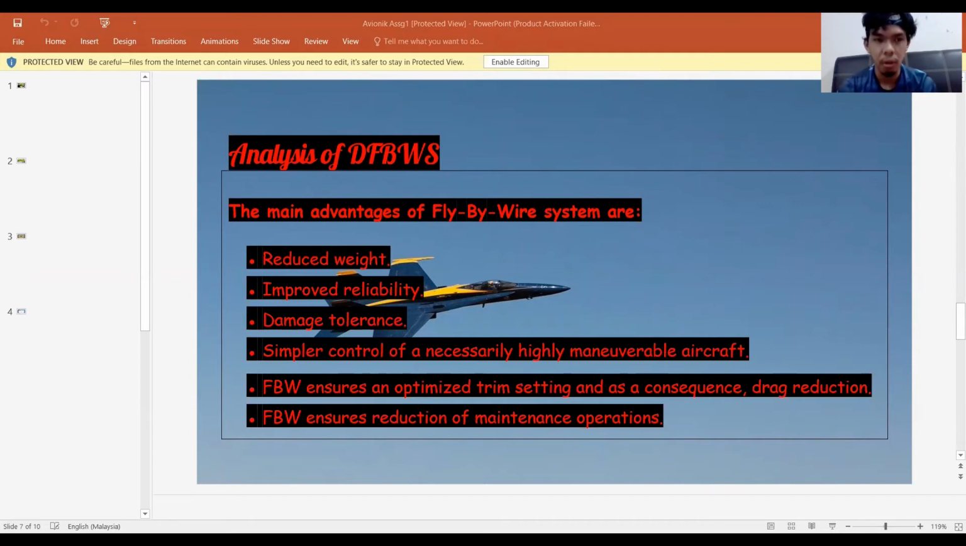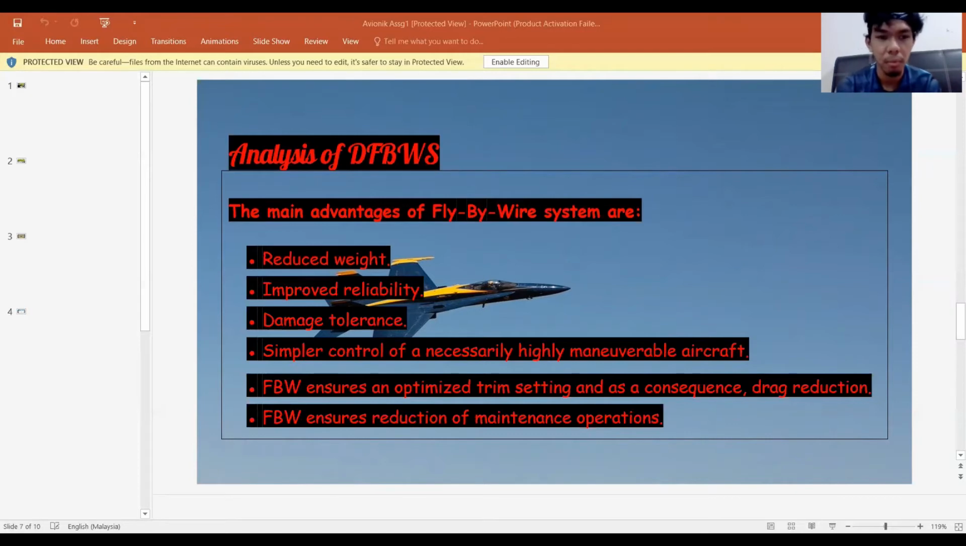Now I will be presenting the analysis of digital fly-by-wire system, or DFBWS. The main advantages of fly-by-wire systems are the reduced weight of an aircraft. So using many digital equipment in an aircraft, it can reduce the need for many flight crews. So automatically it reduces the weight of the aircraft.